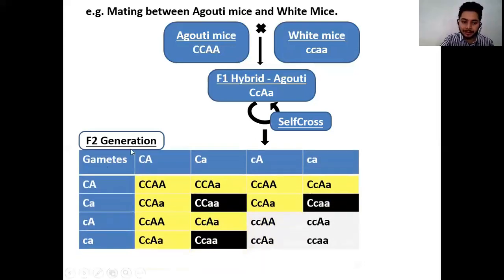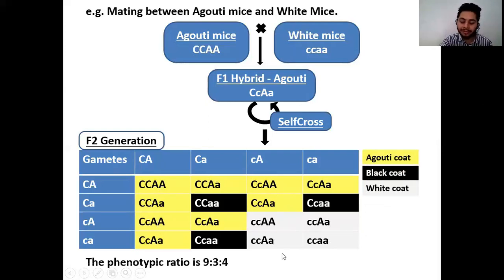So here you get the four gametes from the first F1 hybrid, and these are the four gametes from the second F1 hybrid. Both these F1 hybrids are crossed with each other, and here again you are going to get 16 different genotypic combinations. Now let us see what the phenotypic combinations are. Here you see again the three color coded scheme. The ratio of the phenotypes that you get is 9:3:4. So the 9 individuals are going to show an agouti coat color, 3 of them are going to show black coat color, while 4 of them are going to show the white coat color.